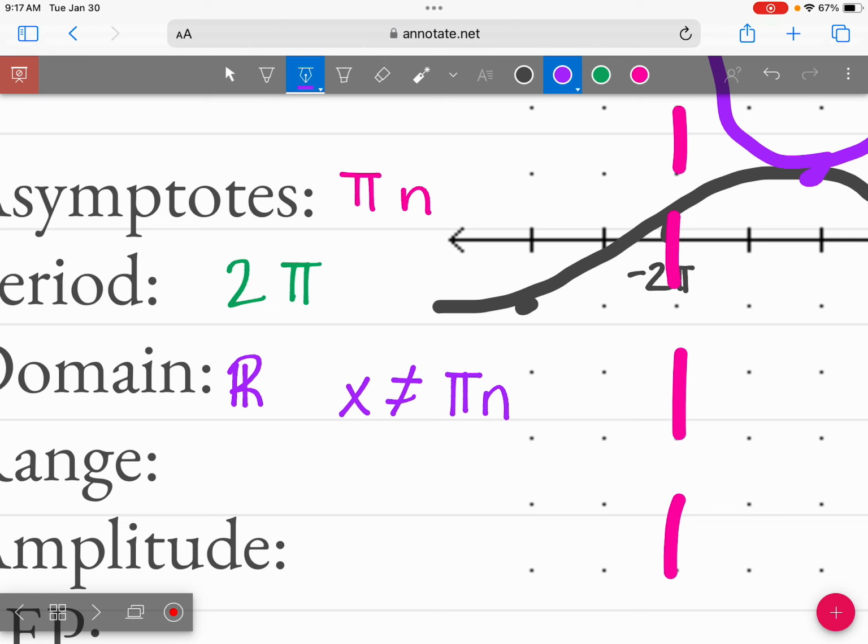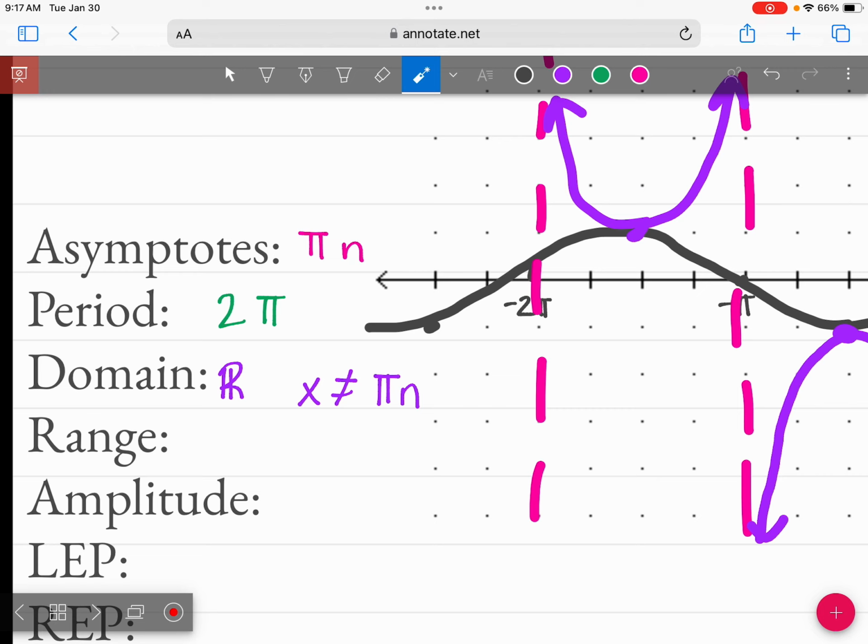So that's where my asymptotes are. That's why I listed my asymptotes like that, it helps us spot the domain. Any integer. So any counting number. 1 pi, 2 pi, 3 pi, 4 pi, and so on. That's the same way we listed it for our asymptotes, just because we noticed that these were hitting at our zeros for sine.